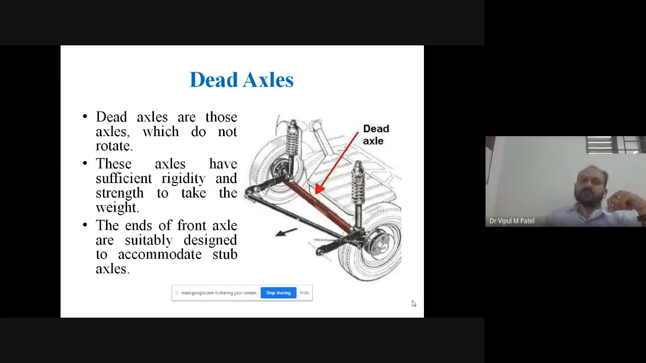Dead axles are those axles which do not rotate, and these axles have sufficient rigidity and strength to take the weight. The ends of the front axle are suitably designed to accommodate the stub axles.